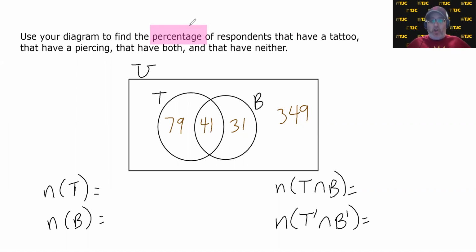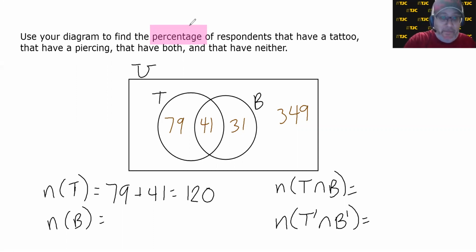Now that we know what we're looking for, just look at the Venn diagram and add up the correct numbers or grab the correct numbers as necessary. For the cardinality of circle T, that means the sum of the numbers in circle T. That's 79 plus 41. That's 120. 120 of these people had a tattoo. The cardinality of B is 41 plus 31. 72 of these people had a body piercing.